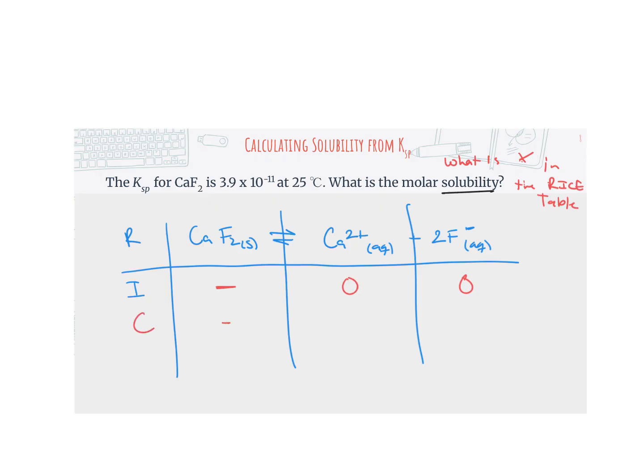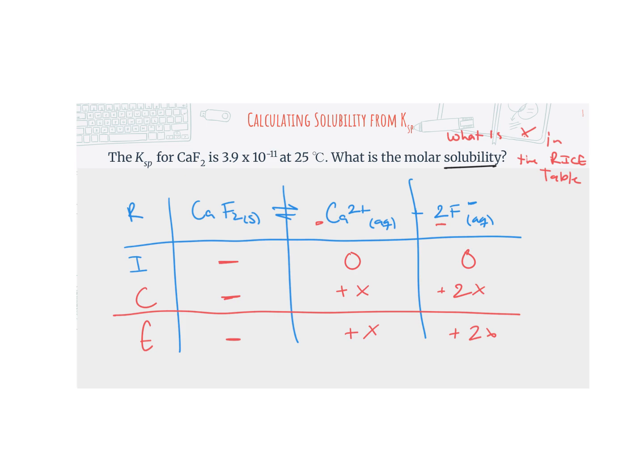For change, well, because we didn't really start anything with CaF2, again, we don't have to write anything there, and we're not interested in that. For calcium, it's plus X because we only have 1 in our coefficient here. And for F-, we have 2, so it's plus 2X. And then for equilibrium here, again, CaF2, we don't really need to worry about that part of the expression. For calcium 2+, it's plus X, and for F-, it's plus 2X. And then all we need to do now is just plug into our expression for KSP and solve for X.